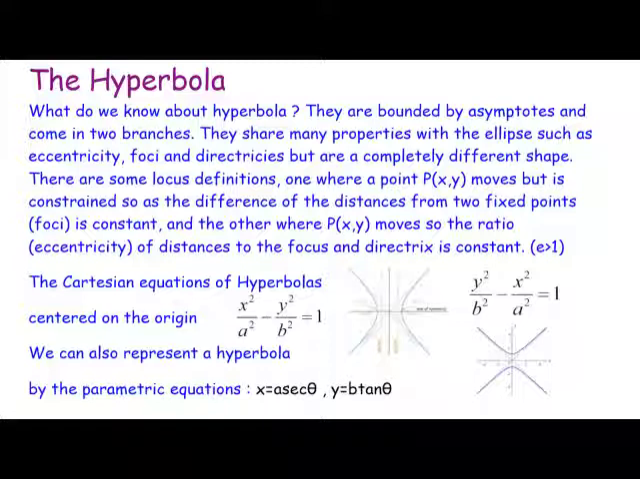x squared on a squared minus y squared on b squared equals 1, and you can see there's a different orientation: y squared on b squared minus x squared on a squared equals 1, and the asymptotes y equals plus or minus b on a x. We can see the foci will change to plus or minus ae, 0 or 0, plus or minus be, and we'll have a look at those. But we can also represent a hyperbola by its parametric form: x is equal to a sec theta and y is equal to b tan theta. That's the parametric representation for the hyperbola.